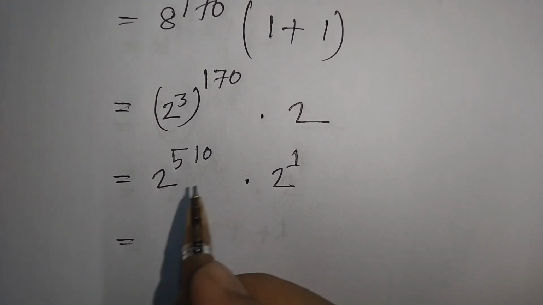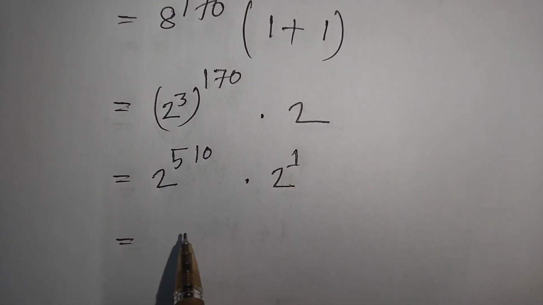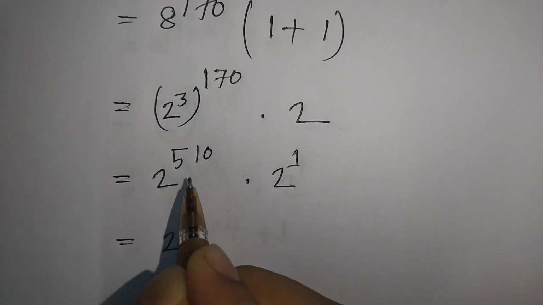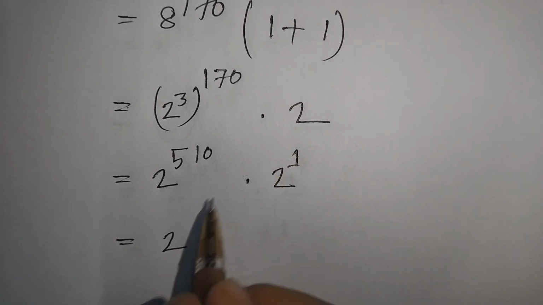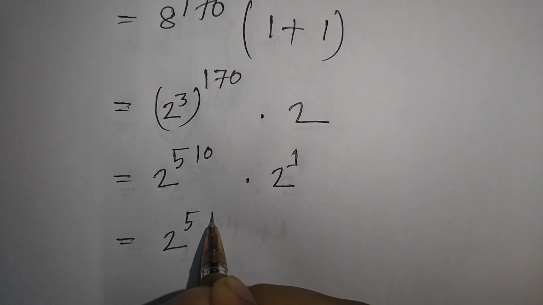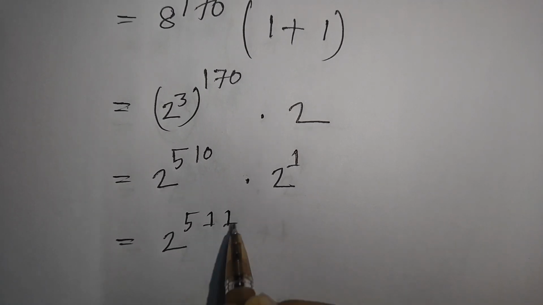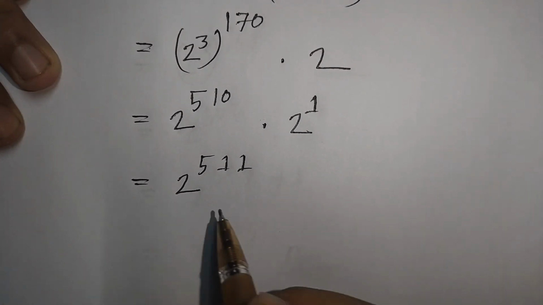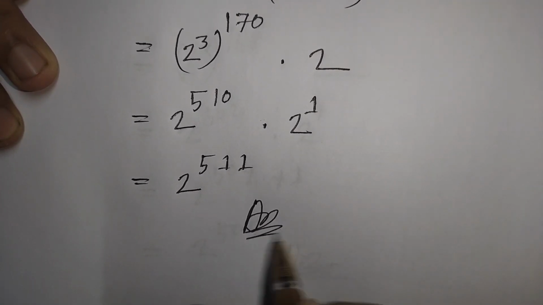Now we see that the same base but different powers, so you can write here 2 to the power 510 plus 1, that means 511. So 2 to the power 511 is the correct answer.